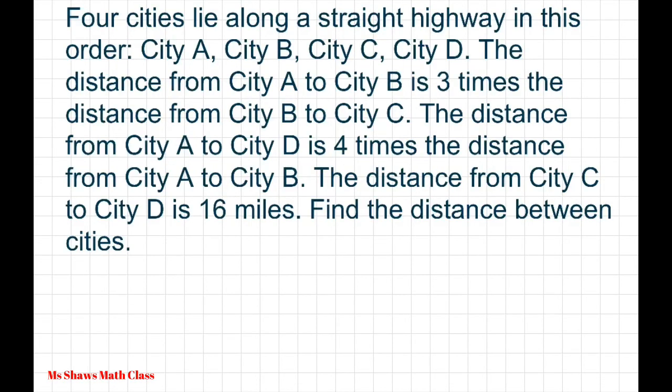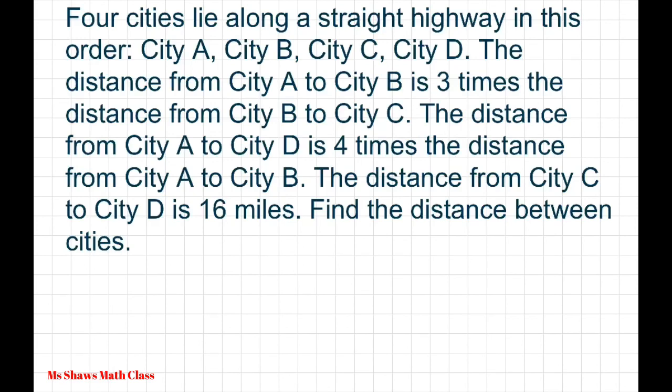Everyone. 4 cities lie along a straight highway in this order: City A, City B, City C, and City D. The distance from City A to City B is 3 times the distance from City B to City C. The distance from City A to City D is 4 times the distance from City A to City B. And the distance from City C to City D is 16 miles. Find the distance between cities.